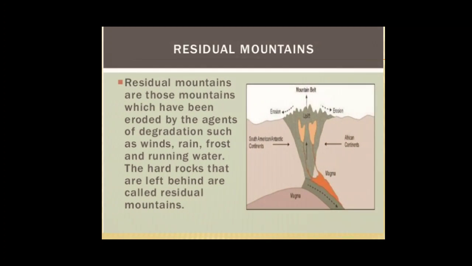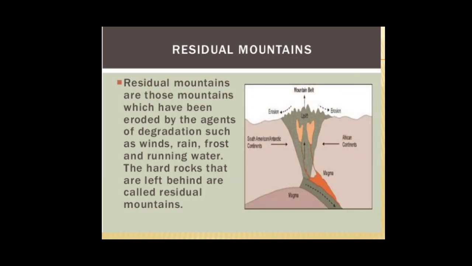The next mountain is residual mountains. Residual mountains are those mountains which have been eroded by the agents of degradation such as winds, rain, frost, and running water. The hard rocks that are left behind are called residual mountains.